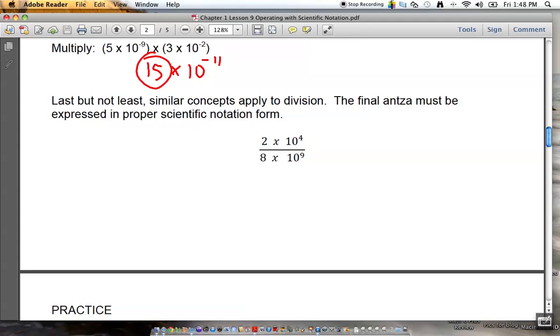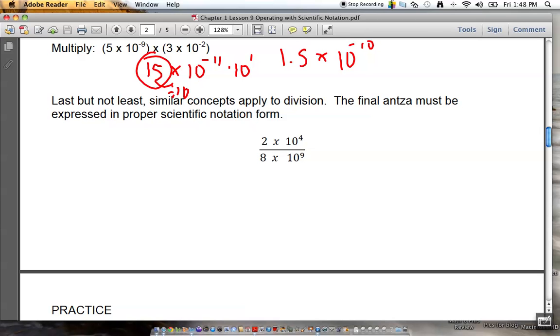What's wrong with 15? Everybody? It's bigger than 10. So I have to divide by 10, then I have to multiply by 10. So that gives me 1.5 times 10 to the negative 10. Now, last question of the day.